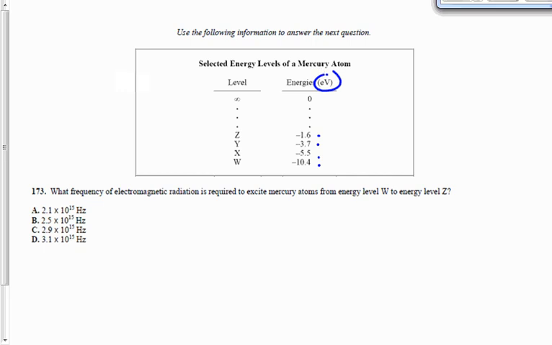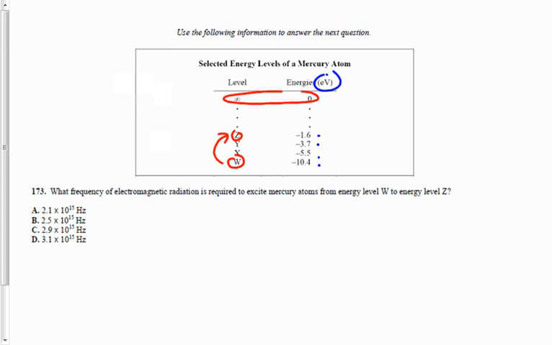Okay, what's the answer to the question? A. Let's take a look here. It says, what frequency of EMR is required to excite Mercury from energy level W to energy level Z? So we're going from W to Z. We're going up this way. We know that EMR has to be absorbed because we're going from an energy level that's minus 10.4 to an energy level that's minus 1.6. We're trying to go towards ionizing it, right? We're trying to go towards the infinite level where the energy is 0. So we have to absorb energy, and that's going to normally be in the form of a photon.